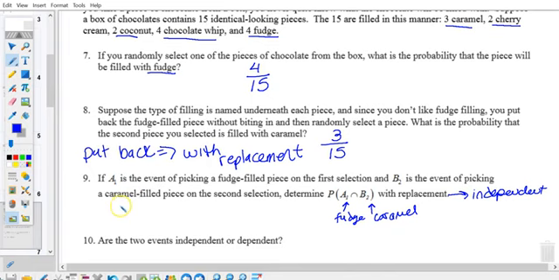Because they're independent, we can do 4 out of 15 times 3 out of 15, the 2 probabilities we found out here. That's 12 out of 225. We already said they're independent because of the replacement.